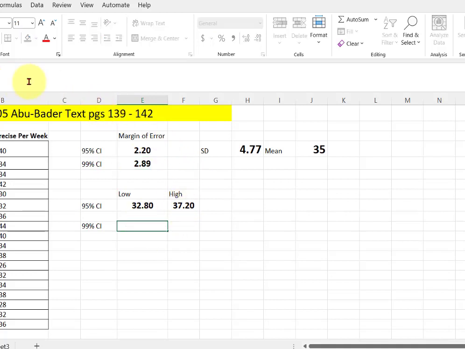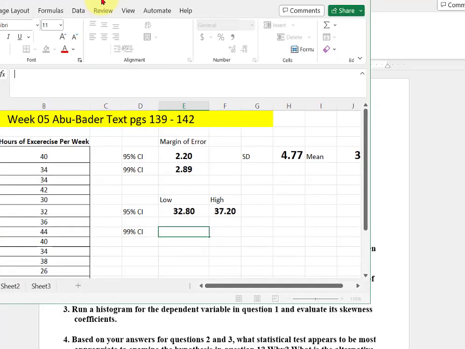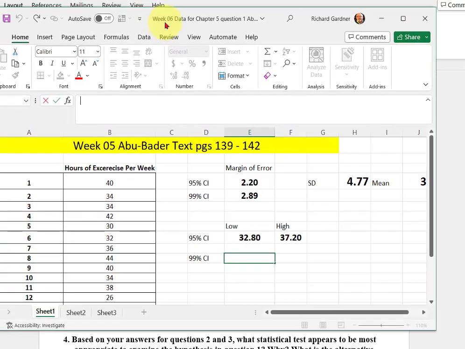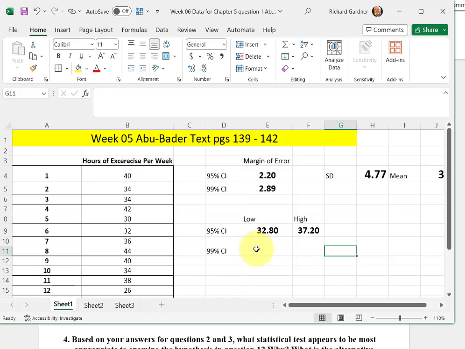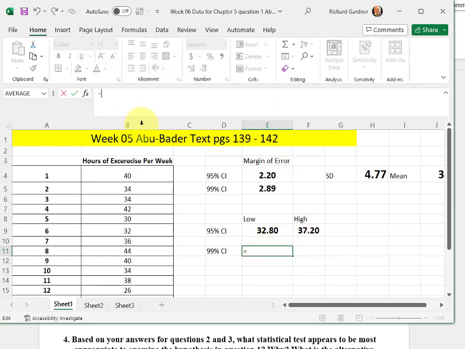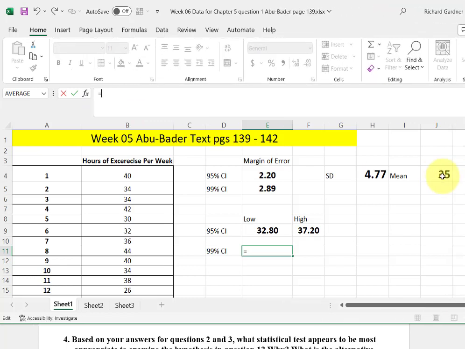So this guy is going to be equals. Wait, you can't even see that, can you? Okay, let's move this over so you can see it. So our low score, or beginning of the interval, is going to be equals the mean. That's way over here. Minus the margin of error.